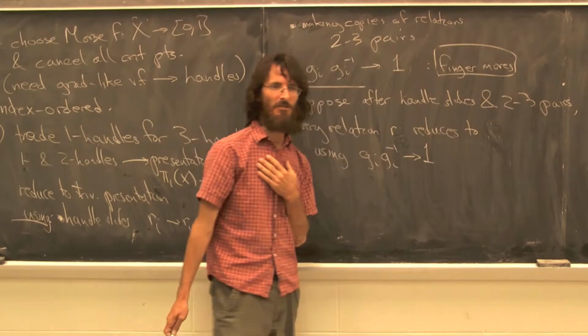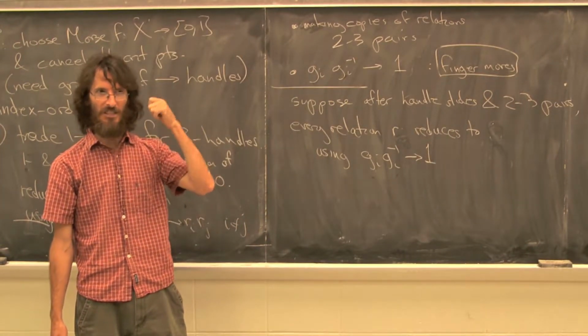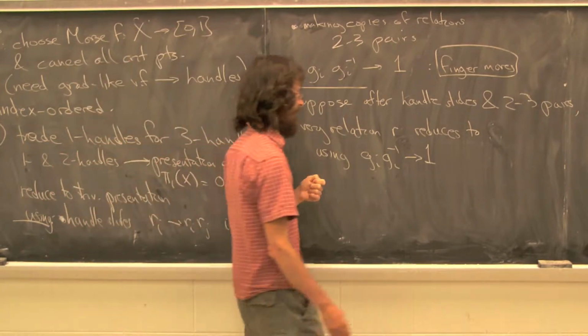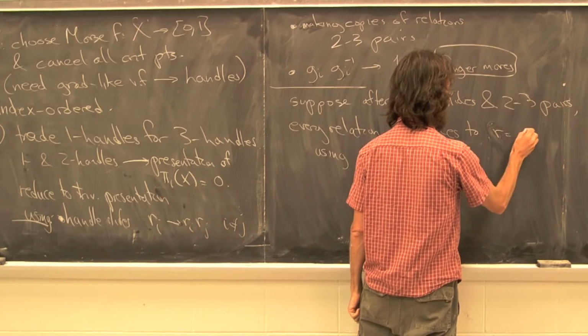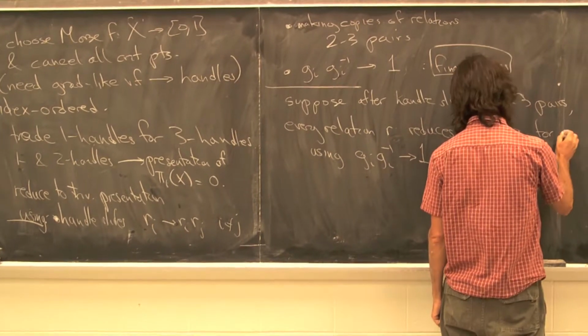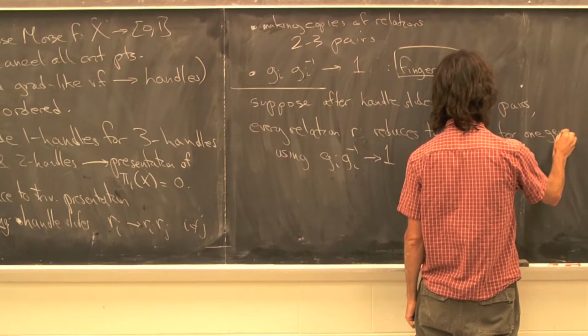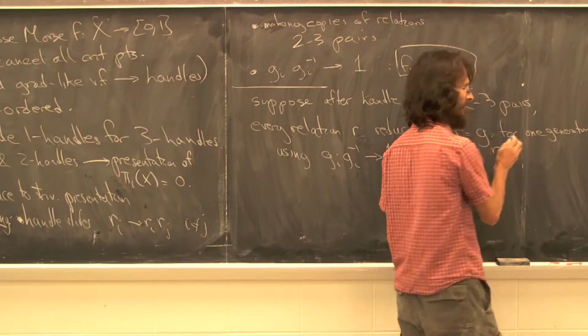No, it's not supposed to reduce to 1, I'm sorry. We don't want our relations to reduce to 1. We want our relations to reduce to a single generator, right? So each R is going to reduce to R equals some g for a single generator, or it might be that R equals 1. Okay, that could be enough.